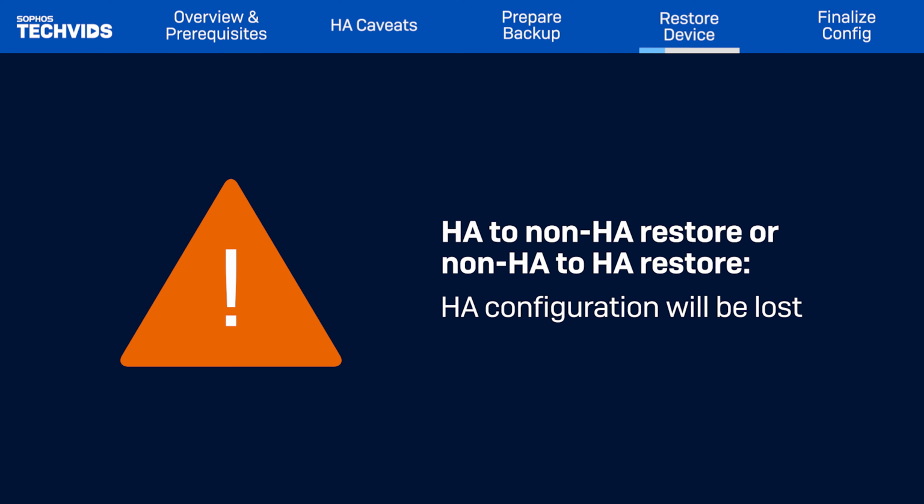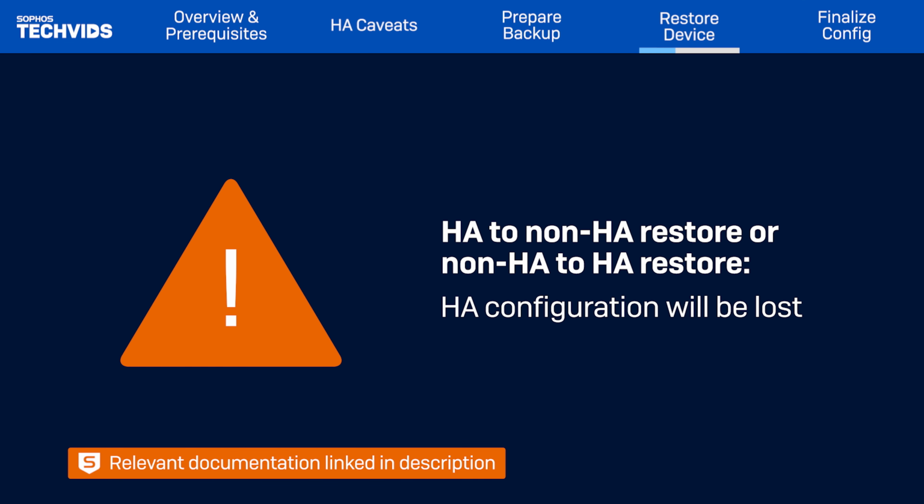Note, if you're restoring an HA backup to a non-HA device, the HA configuration will not be restored. Likewise, if you restore a non-HA backup to an HA device, the HA configuration will be lost. However, the rest of the configuration will be restored. Refer to the link documentation for more information.